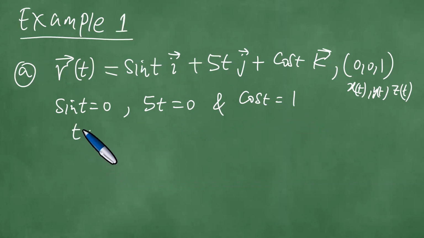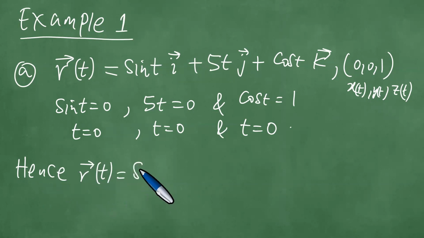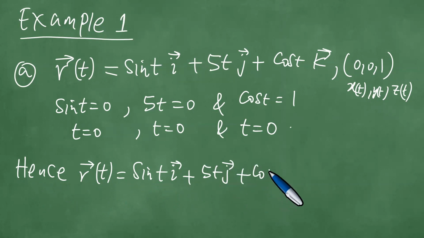Solving for t, we can see that t equals 0 here. Dividing by 5 means t equals 0 here. And here it means t equals 0 as well. So we can then say that hence the vector r of t is the sine of t i plus 5t j plus cosine t k, and this is evaluated at t equals 0.